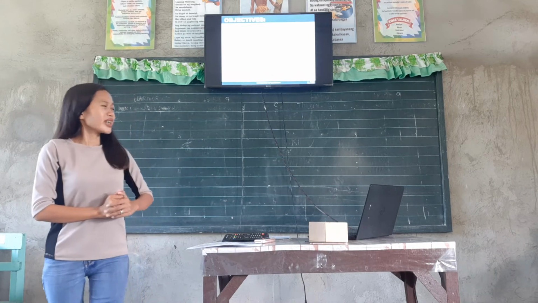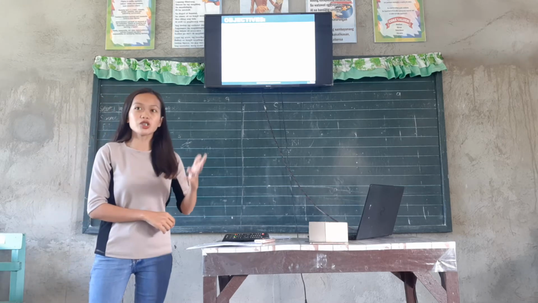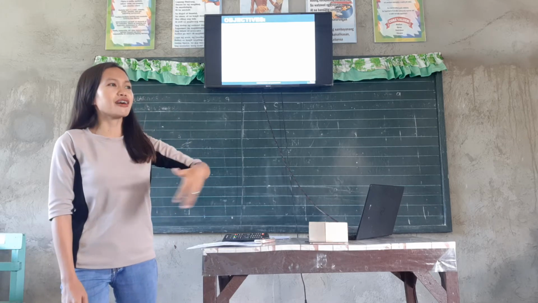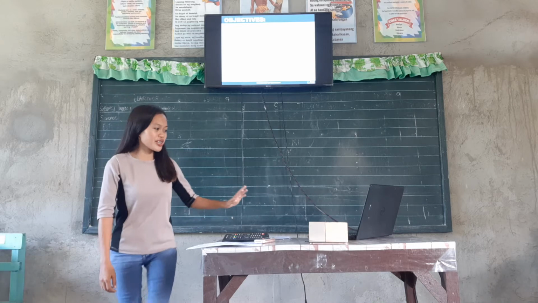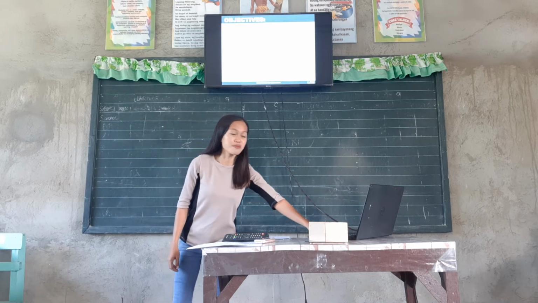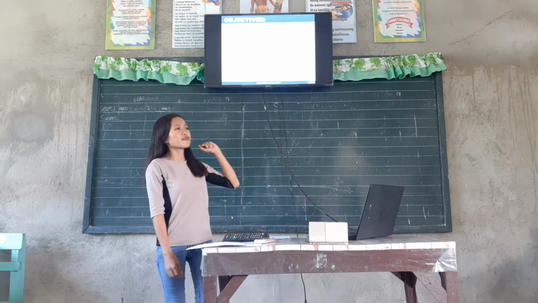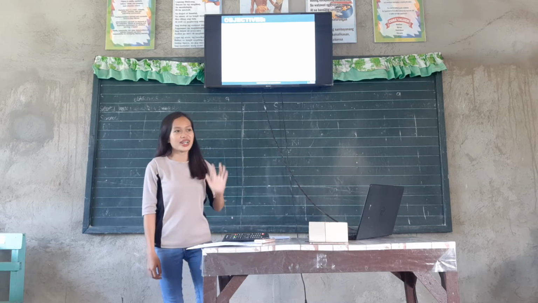So, our topic for today is all about the introduction of Mendelian genetics. So, we'll have a glimpse of Mendelian genetics. These are our objectives. Everybody, please take note of the objectives. We need to find out if we can get it after our lesson.